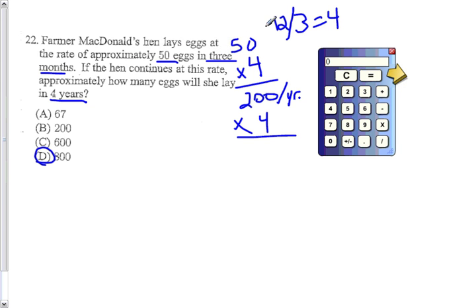There are 12 months in a year, so we divide the 12 months by the 3 to come up with there's 4 time periods in which she lays 50 eggs. So be careful there. Don't do the 50 times 3 and then times the 4, or forget about the 3 and do the 50 times the 4 and get the incorrect answer. Just take your time reading that, underline, and make sure you convert your months to years or your years to months, or anytime you get a question and you have different units of measure.